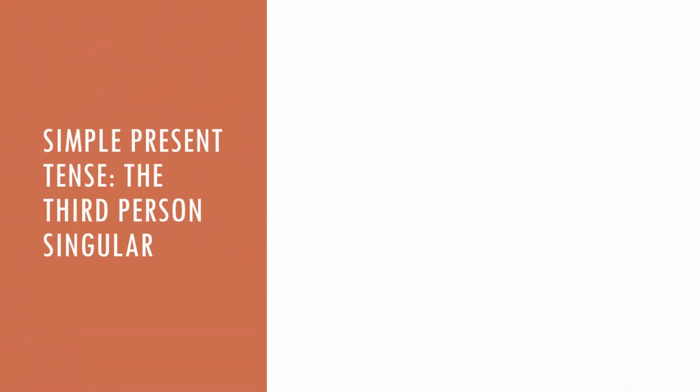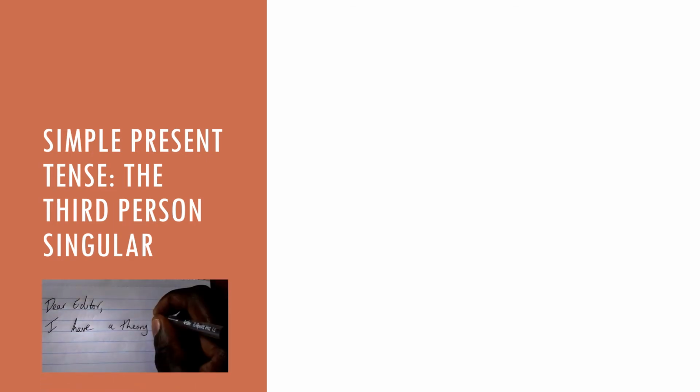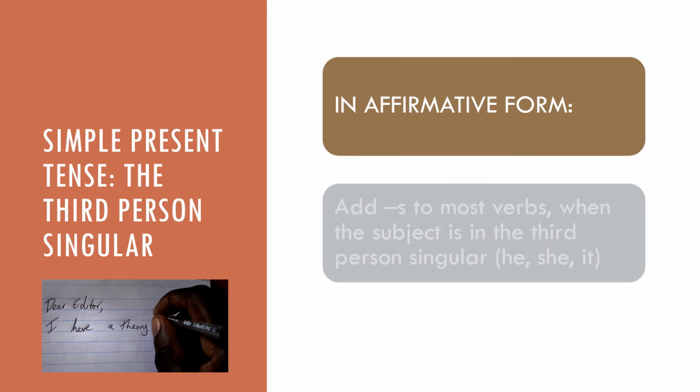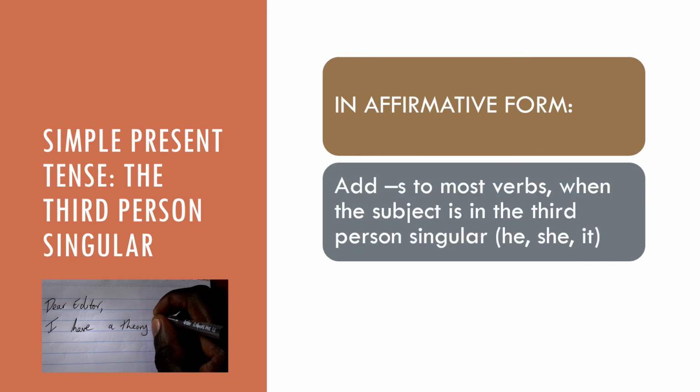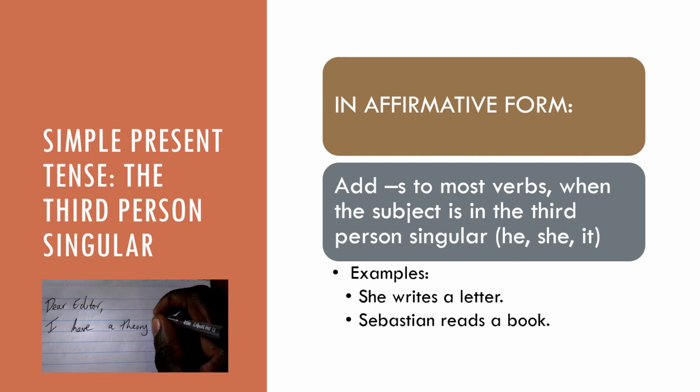Simple present tense, the third person singular. Now we are going to focus on this one. In affirmative form, as we saw before, add S to most verbs when the subject is in the third person singular, which is he, she, it. When we have that, for example, she writes a letter, Sebastian reads a book. Most of the time, the only thing that you have to do is to add the S.